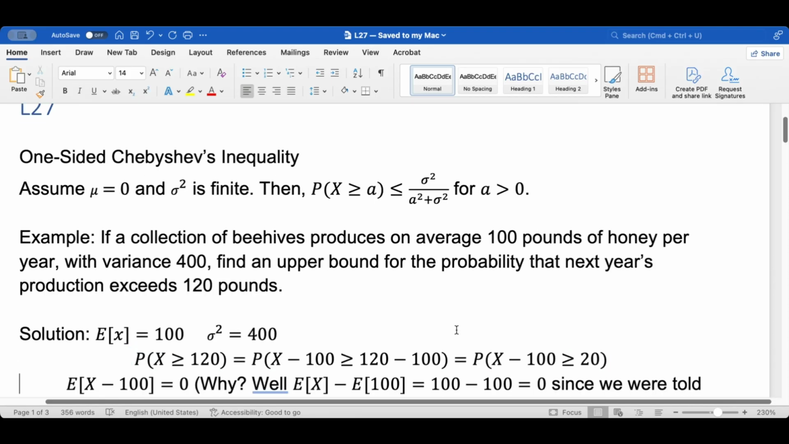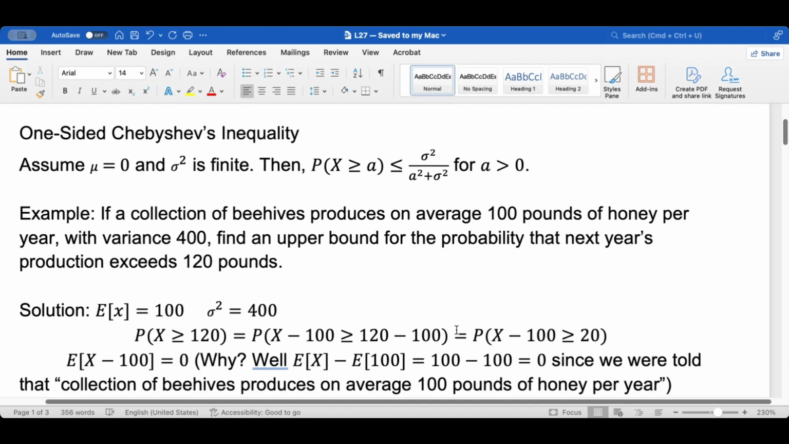The expected value after this shift is going to be 0. The expected value of x minus 100 is E of x minus E of 100. E of 100 is itself 100. We know E of x was 100. The difference is 0. So we've shifted it over to fit the necessary assumption that the mean is 0.